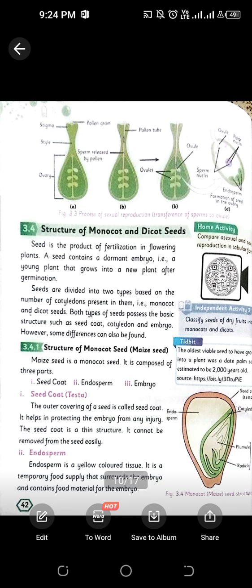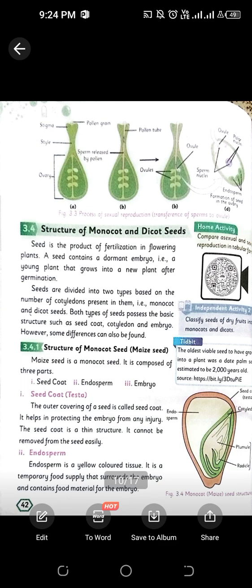Okay, so the basic difference between sexual and asexual reproduction of plants is that sexual reproduction involves a seed and asexual reproduction does not involve a seed, right? So seed is very important for reproduction, and seed is a very important part of a plant, right? So we have two types of seed. The one is monocot and the second is dicot.